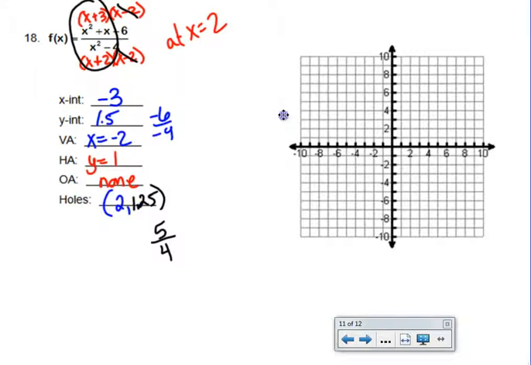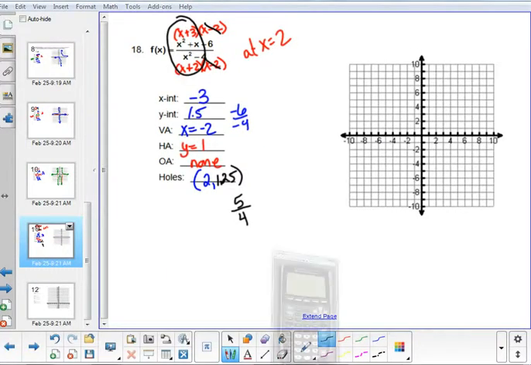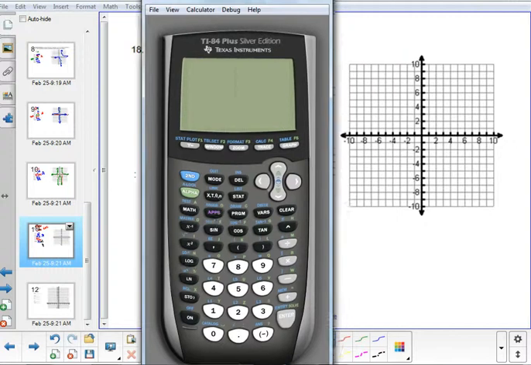Now if you go to graph this on your calculator, you're not going to see an obvious hole. However, and let's go ahead and do this, if we tried to find that value, you wouldn't have a lot of luck.